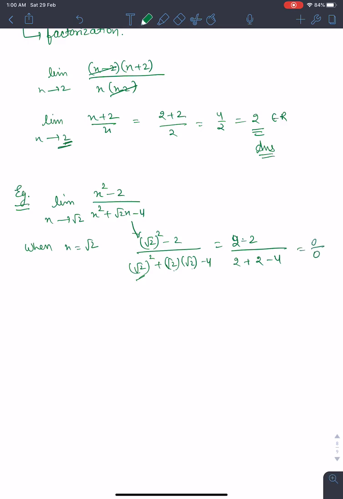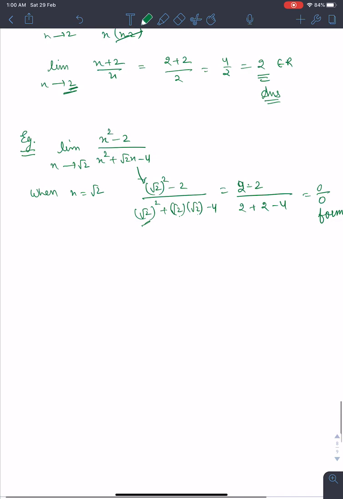Again it is of the 0 upon 0 form, right? So what are you supposed to do? You are going to factorize. For this kind of question, I know that it will be difficult for you to do factorization for the expression given in the denominator. I'm talking about this expression x square plus root 2x minus 4.